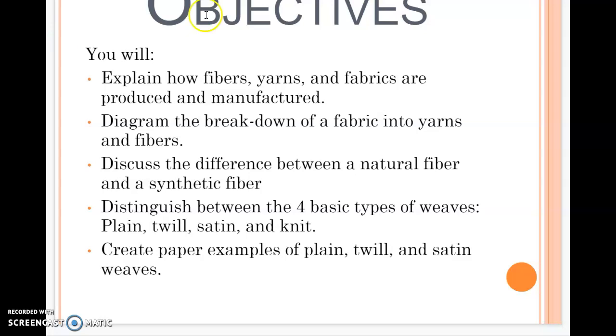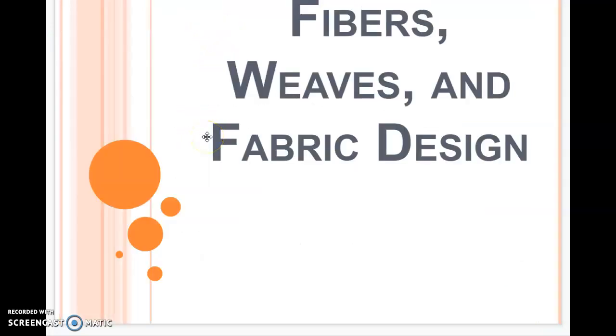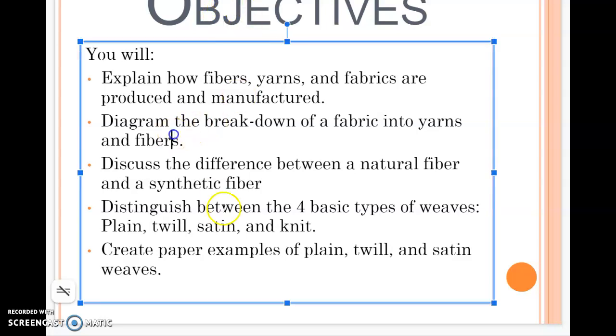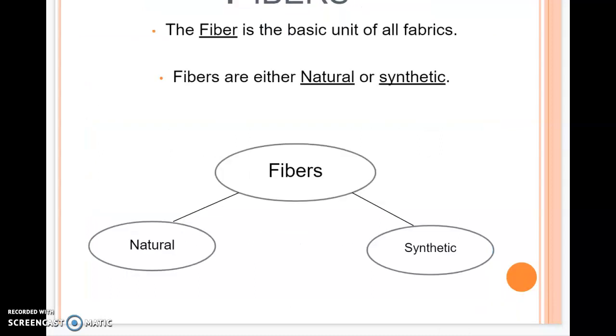So the objectives, that's probably cutting off. Hopefully it's not horrible, but you'll be able to explain how fibers, yarns, and fabrics are produced and manufactured. We will have a diagram breakdown of fabric into yarns into fibers, and discuss the difference between natural fiber and a synthetic fiber. We will distinguish between the 4 basic types of weaves. We have plain, twill, satin, and knit. And then we'll make paper examples here at school.